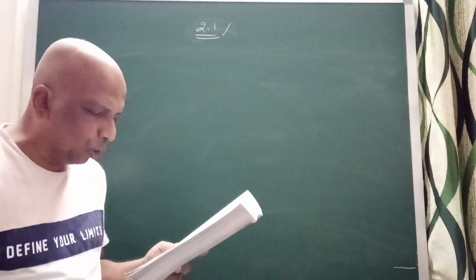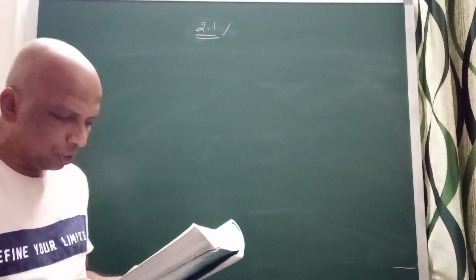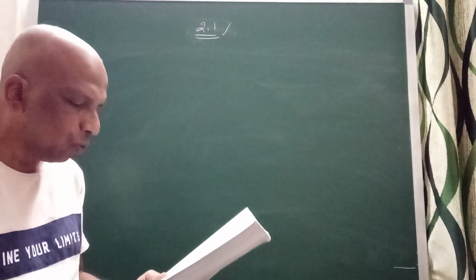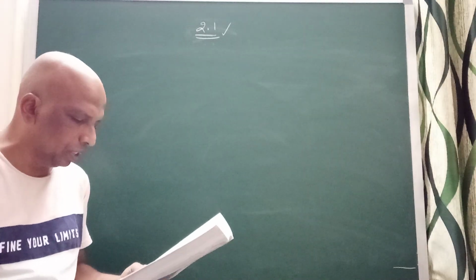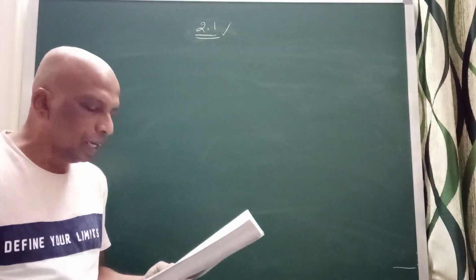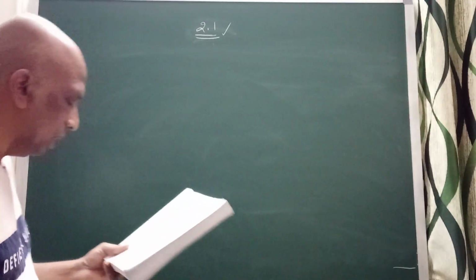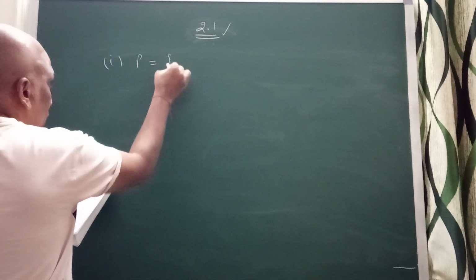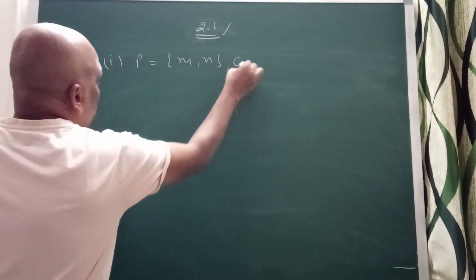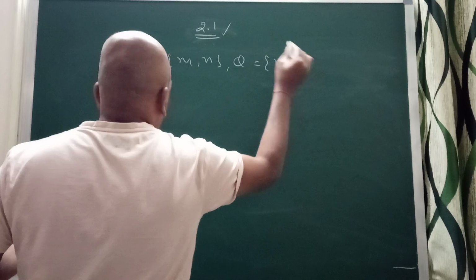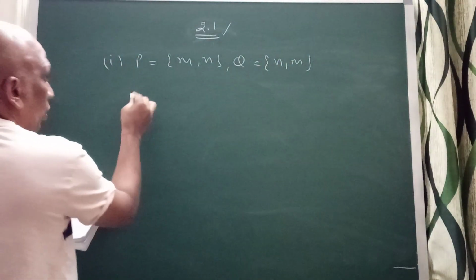State whether each of the following statements is true or false. If the statement is false, rewrite the given statement correctly. First one: they are given P is equal to the set {m, n}, Q is equal to the set {n, m}. They are given this. Then P cross Q.